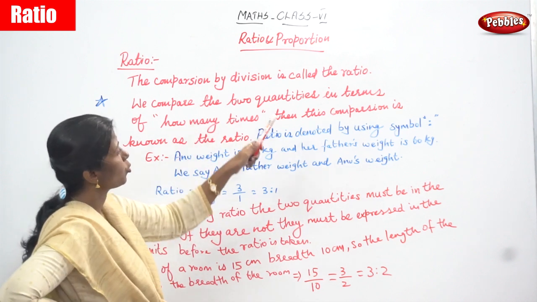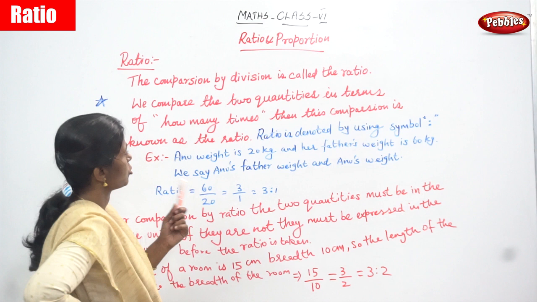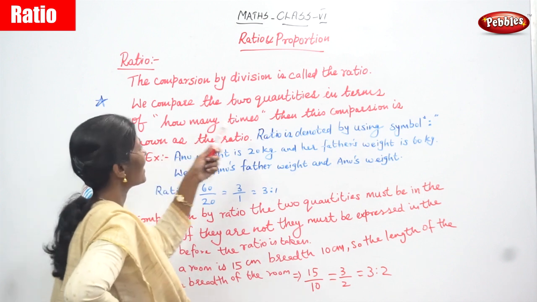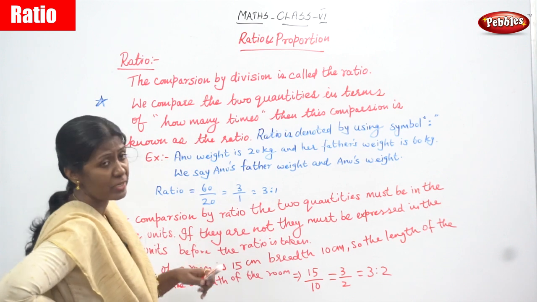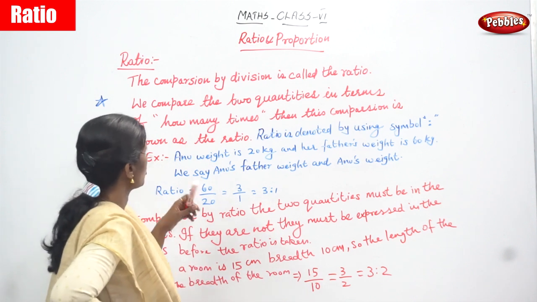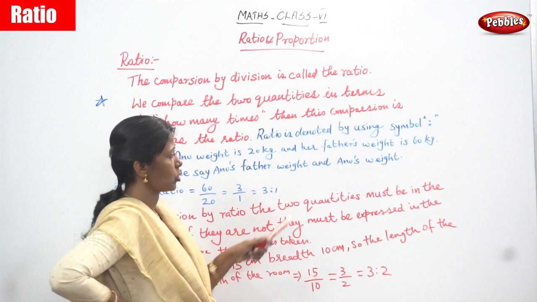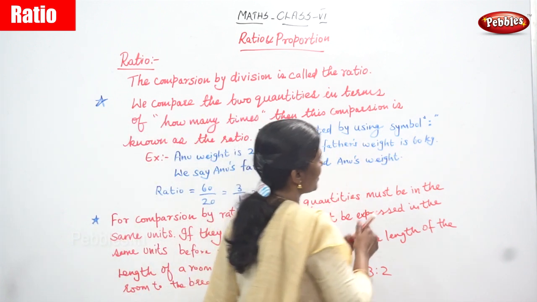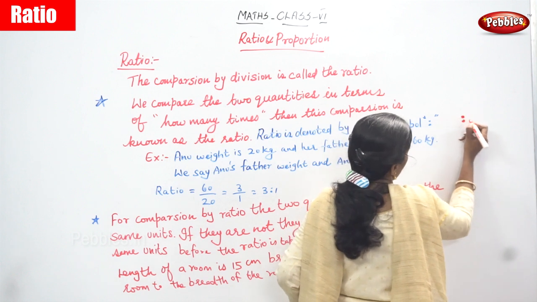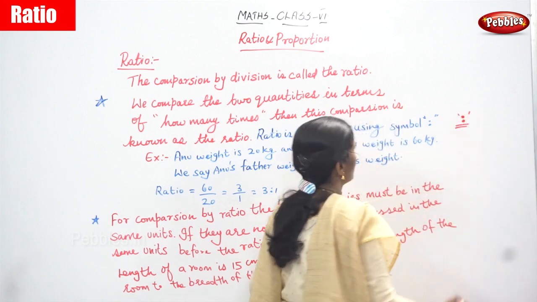We compare two quantities, that means two values, in terms of how many times, then this comparison is known as the ratio. So the comparison is known as the what? Ratio. So comparison by division is called ratio. Ratio is denoted by using a symbol, which you write like this. This is the symbol of ratio.